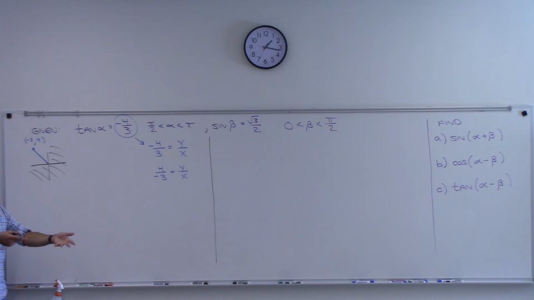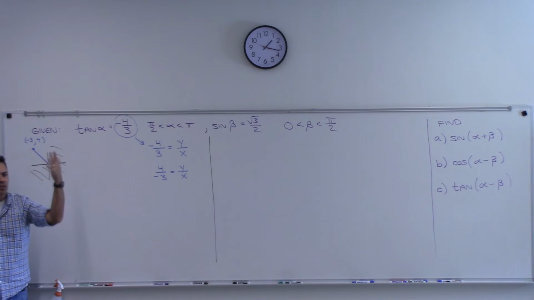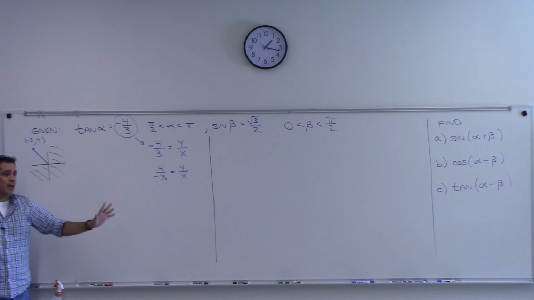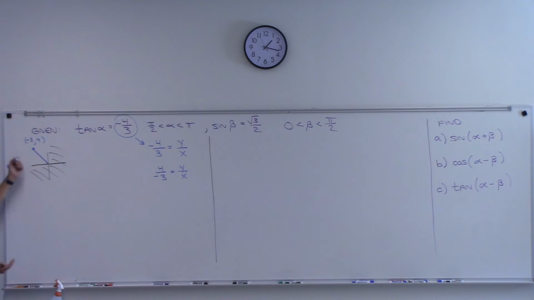You can find cosine. Exactly. Once I figure out what x, y, and r are, once I find out those three things, then I can tell you what sine alpha is, cosine alpha, tangent, secant, cotangent. I know all of them, don't I? But I need all three pieces. So now what I'm going to do is find r.